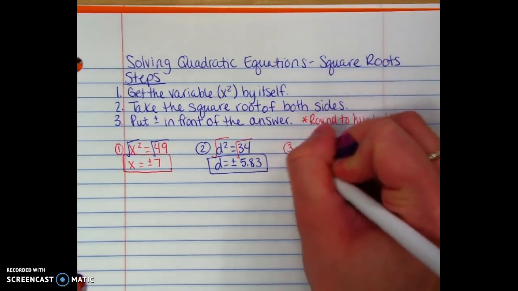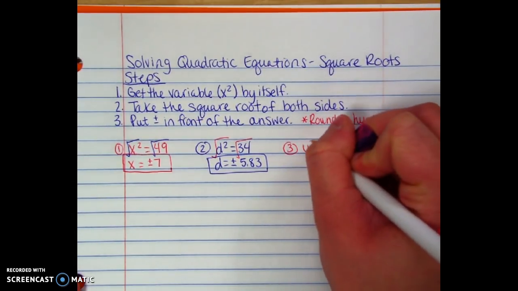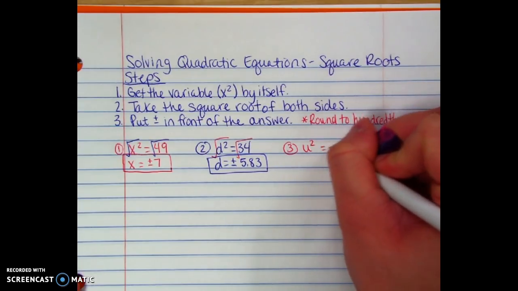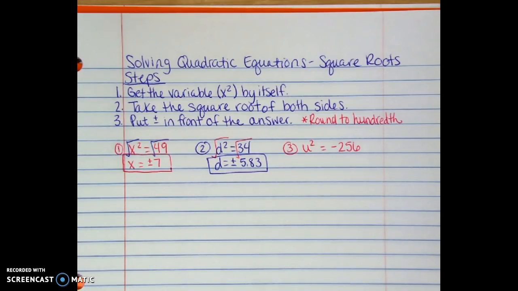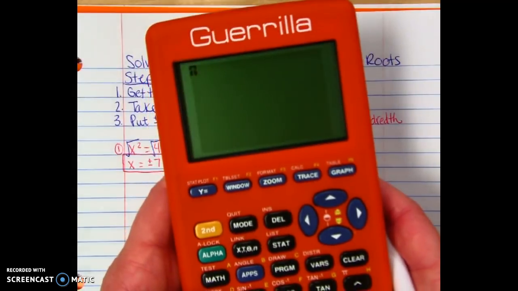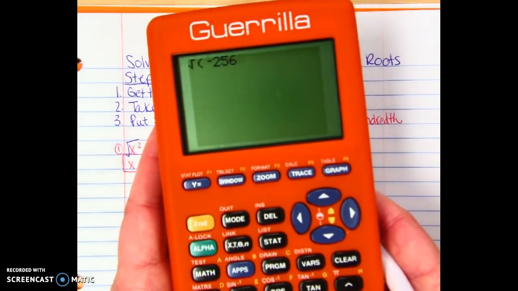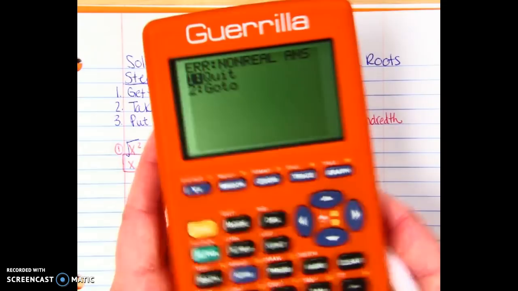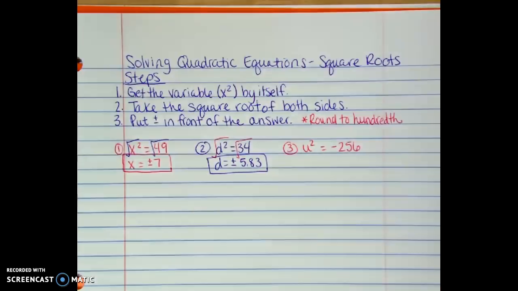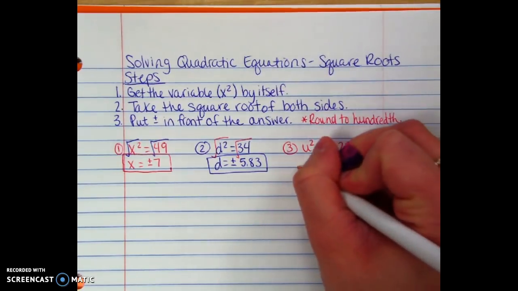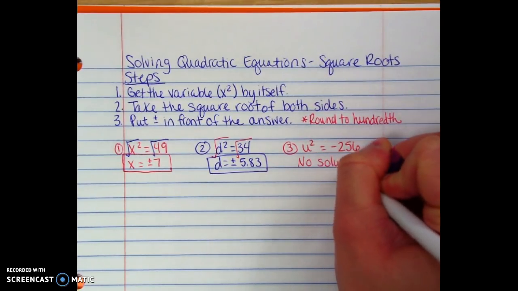Okay, let's look at this one here. u squared equals negative 256. So in my calculator, let's do the square root of negative 256. Oh, I can't take the square root of a negative number. Well, in Algebra 1, you can't take the square root of a negative number. Next year in Algebra 2, you will, because you'll get imaginary numbers and all that fun stuff. But for Algebra 1, you would write no solution.